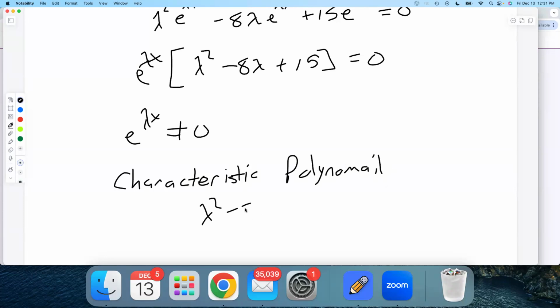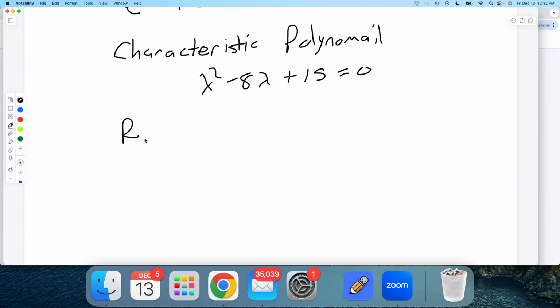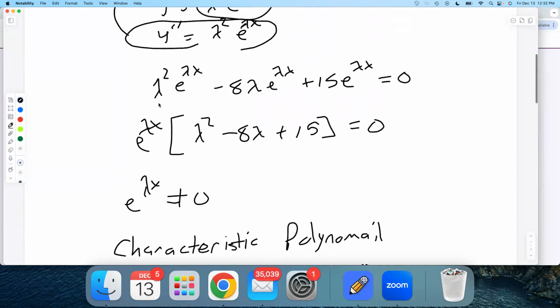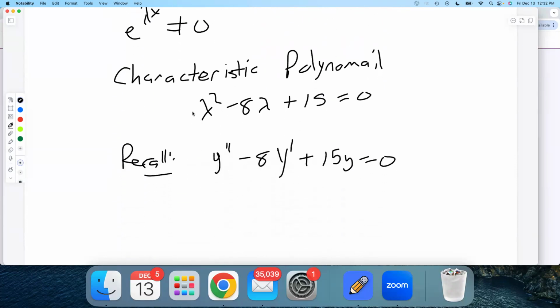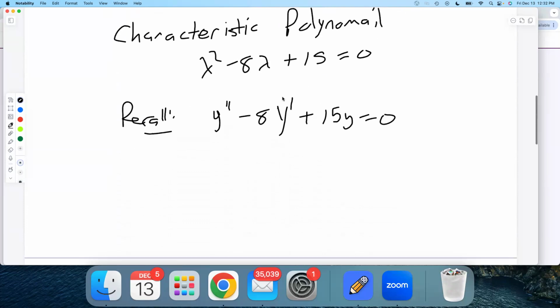Which is lambda squared minus 8 lambda plus 15 equals 0. Now, I want you to recall our DE. I want you to think about this. Our DE looked like this. We are going to get so good at this particular kind of DE that we are going to skip going through all this work. This is the work that's going on in the background. But pretty soon, we're just going to start jumping straight to the characteristic polynomial.